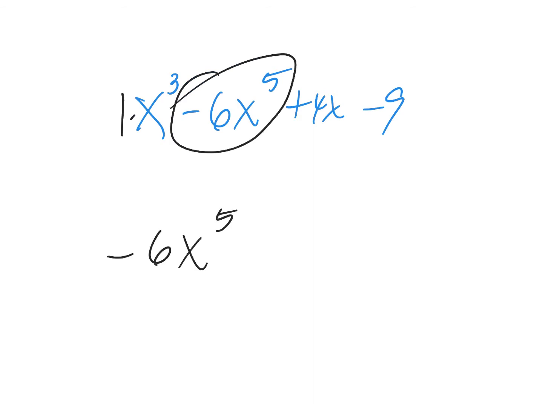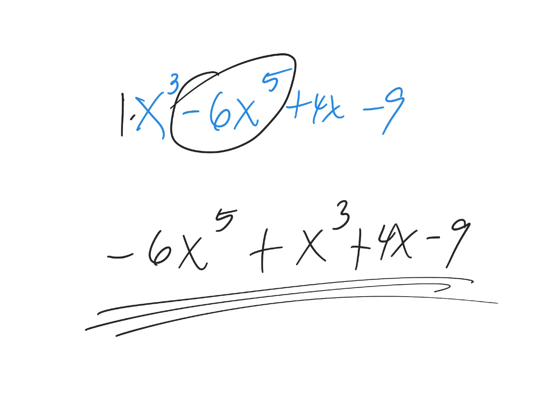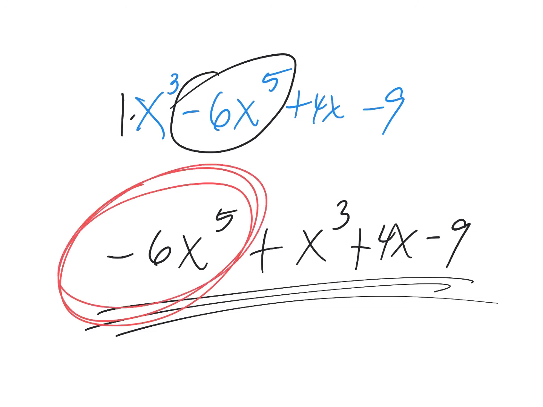-6x to the fifth plus x to the third plus 4x minus 9. You got to write them in standard form first. Then you can decide that the lead term is that. The lead coefficient is this. And the degree is that. You know what I mean? We just had to rearrange it.